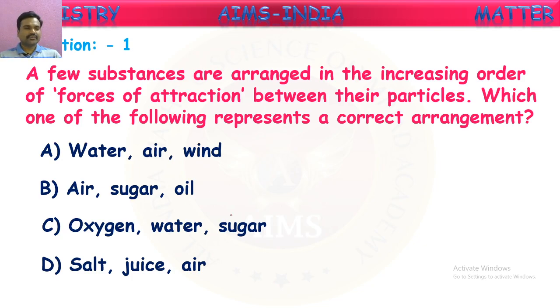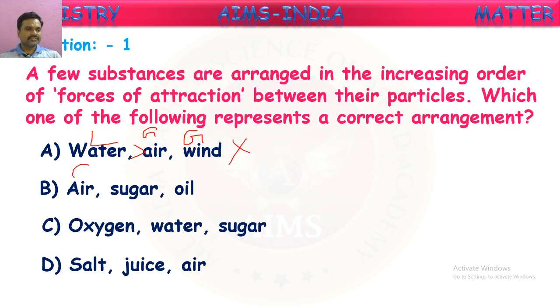The option in which matter is given in this order will be the correct option. Now you check them and you can give the correct answer in the live chat. Yes, already some of you have given, very good. So what state of matter is water? Liquid state. Air is a gaseous state. What about wind? Also a gaseous state. So liquids have greater attractions than air, and this is not the correct order.